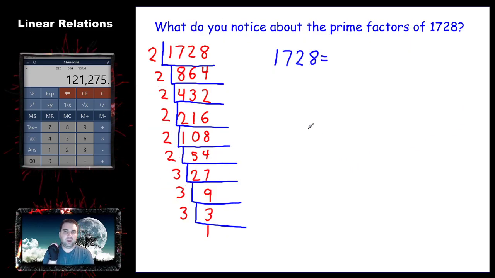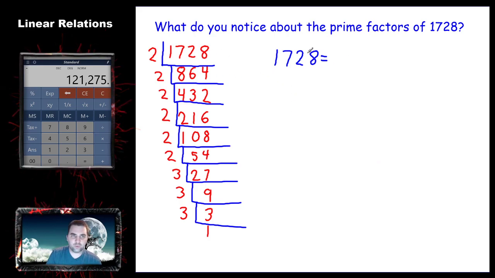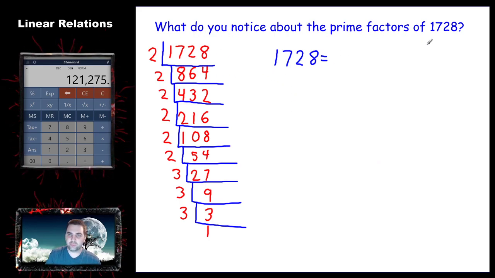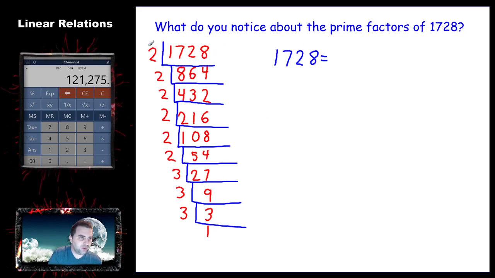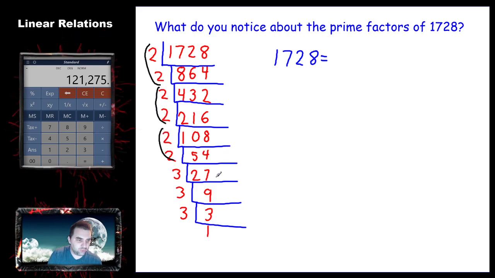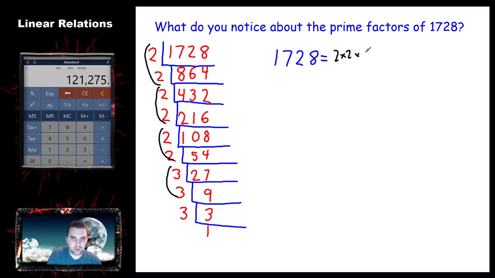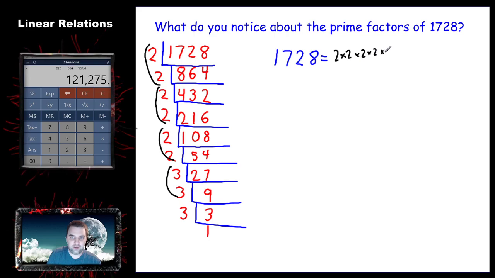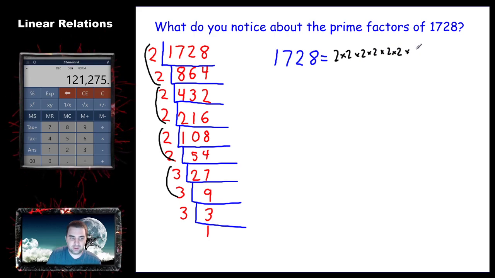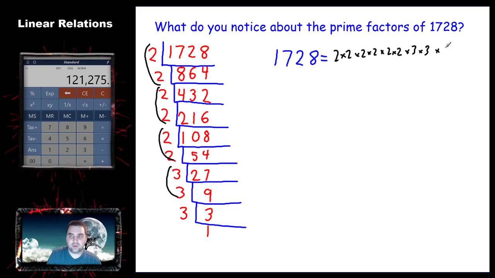Moving on. We're just about at the end, actually. I think this is the last one. It's going to be another quick one. So what do you notice about the prime factors of 1728? I've already listed them all out. So you have 2 and 2. I'm going to pair them off. 2 and 2, 2 and 2, 3 and 3, and then I'm left with a 3. So 2 times 2 times 2 times 2 times 2 times 2 times 3 times 3 times 3.